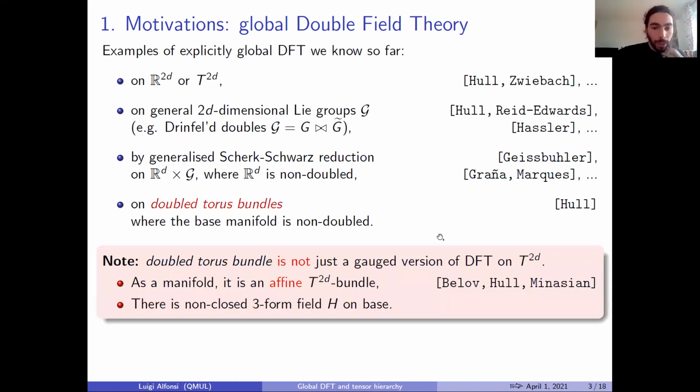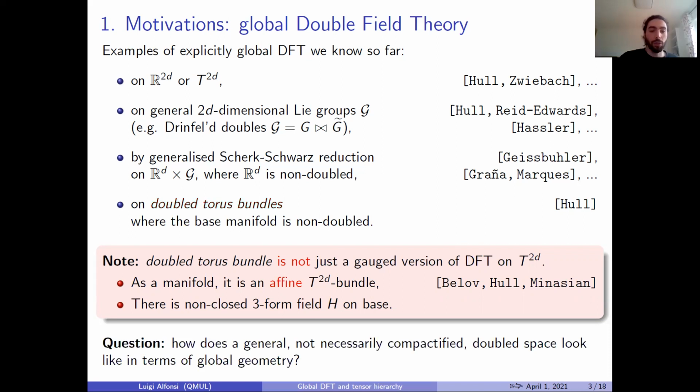And if we look at the literature, we see that double torus bundles are not globally just principal torus bundles, but they are actually affine bundles, because their local patches are glued by, in general, a subset of the affine patching conditions. So this is something that must be taken note of.